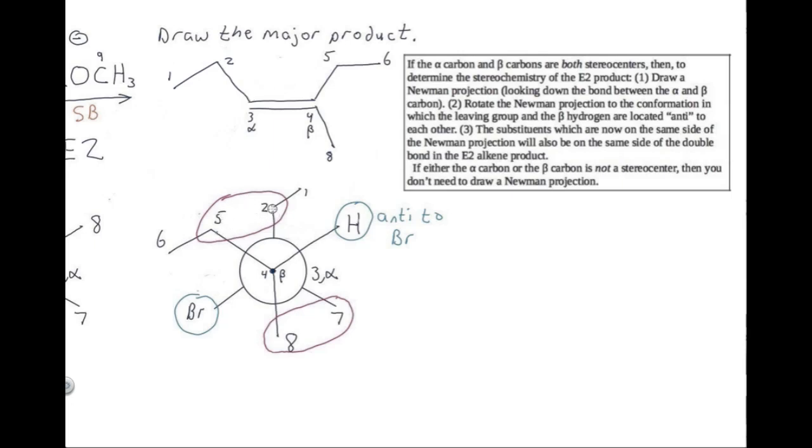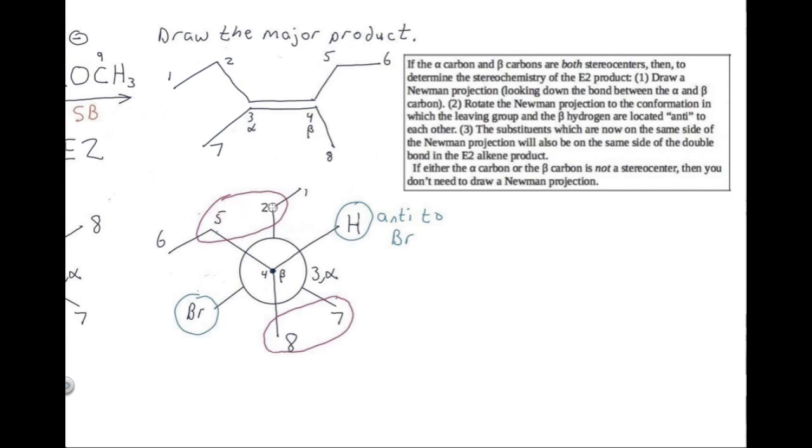So these substituents which were on the same side of the Newman projection end up on the same side of the double bond. They end up cis to each other in the double bond. That's how we use this Newman projection to get the right stereochemistry for our alkene product. And again, we can see that in this Newman projection, carbon 8 is on the same side of the Newman projection as carbon 7. That means that carbon 7 should be on the same side of the double bond as carbon 8. That is, carbon 7 and carbon 8 end up cis to each other in the alkene.